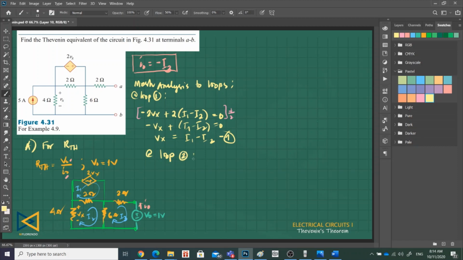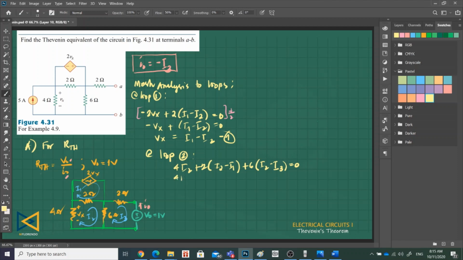Okay, at loop 2, ito tayo. So, loop 2. So, 4, wag itong negative V sub x, mamaya na natin gagalawin yun, no? 4 times I2, positive, plus yung 2 ohm resistor. Tapos, sundan ba yun? So, 4 ohm times I2, tapos yung 2, I2 minus I1, plus, ano pa, 6 ohm resistor, which is I2 minus I3. Equal 0. Okay, so simplify na natin.